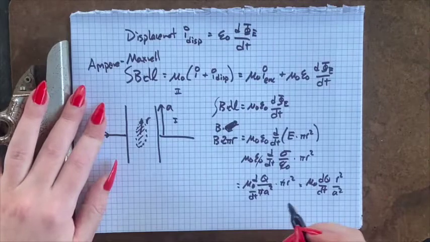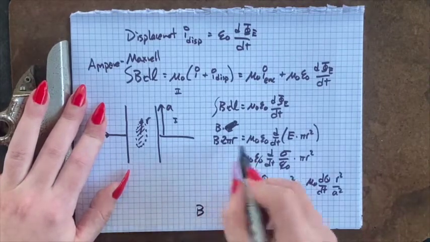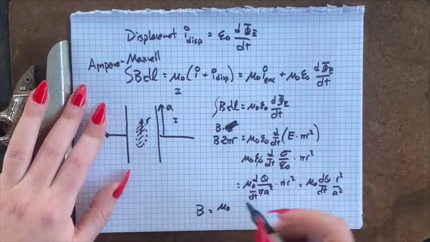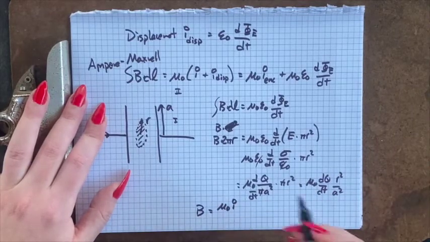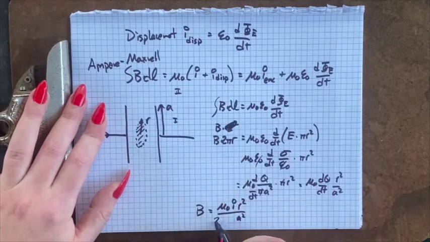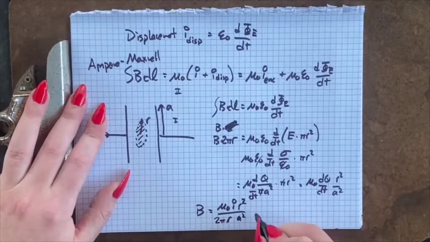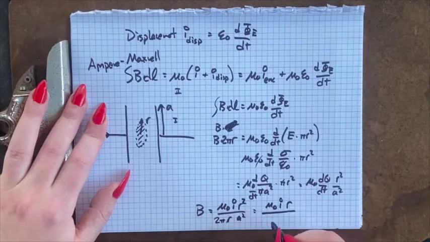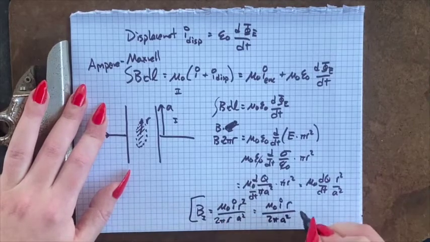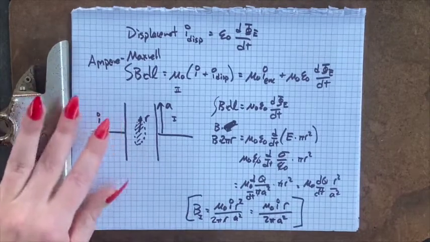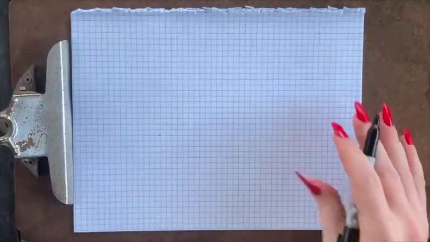Okay, we should simplify that. So I got B with the 2π r. So let's go μ0 dQ/dt. That's delivering the charge to the plate, so that's the real current. We get r squared over a squared, and then my 2π r over here. A little cancellation, and finally, μ0 I r over 2π a squared is the magnetic field in between the two plates in region 1. If we want to do it in region 2, that's okay.